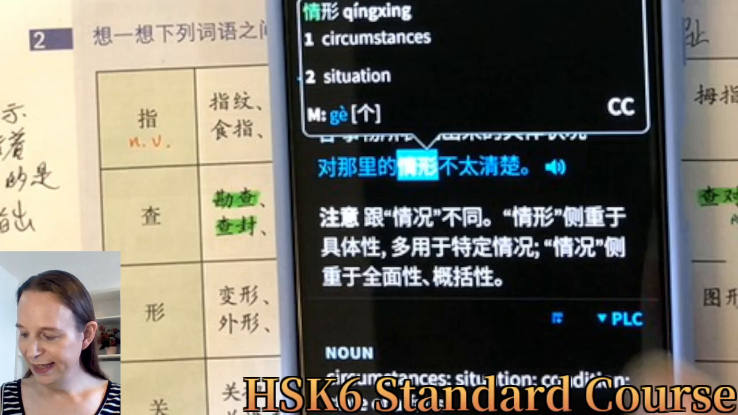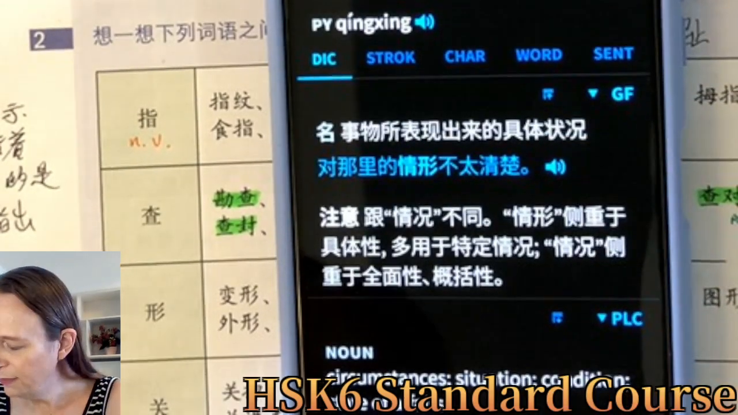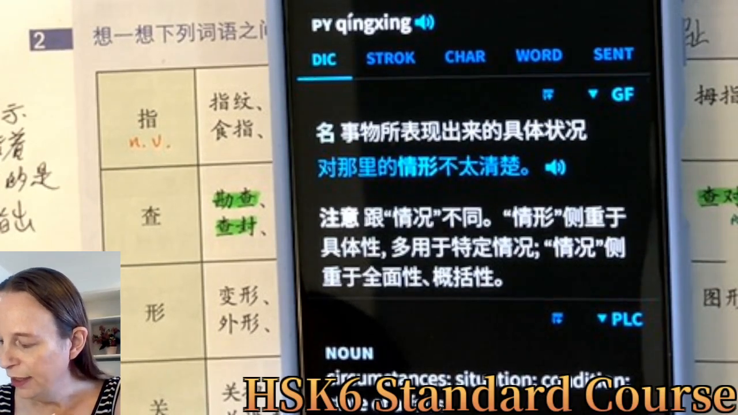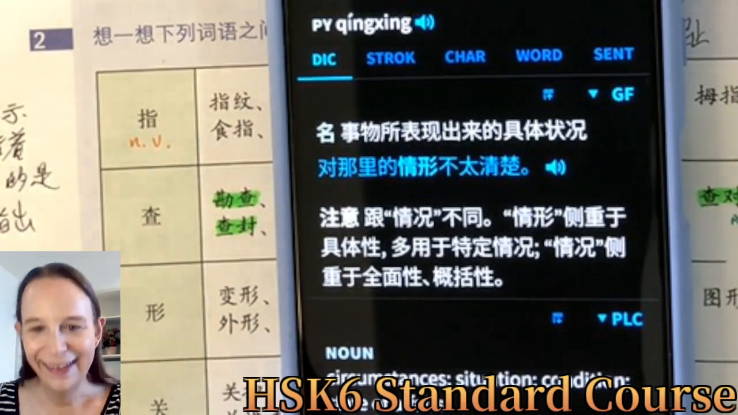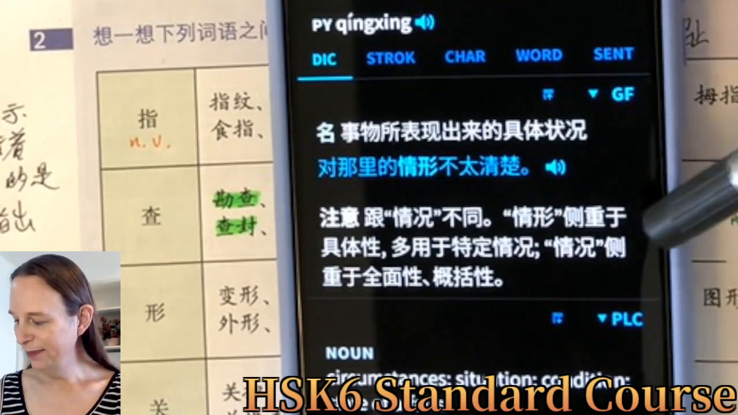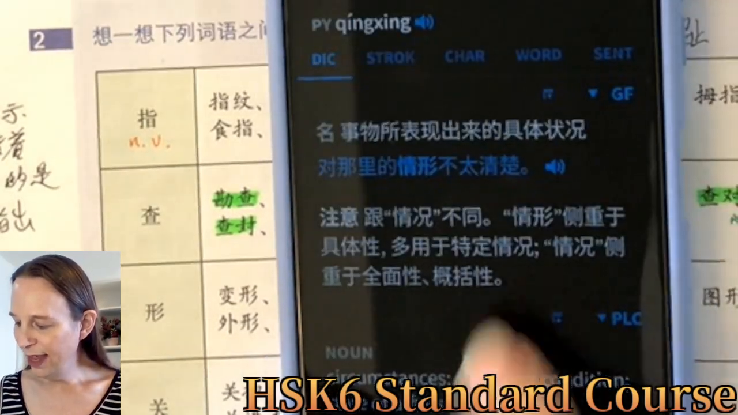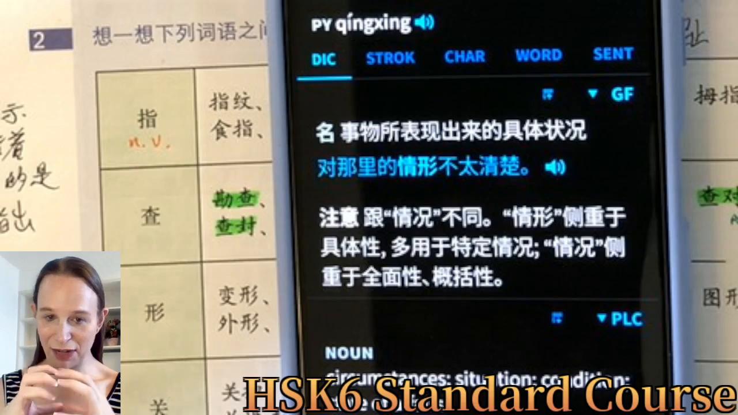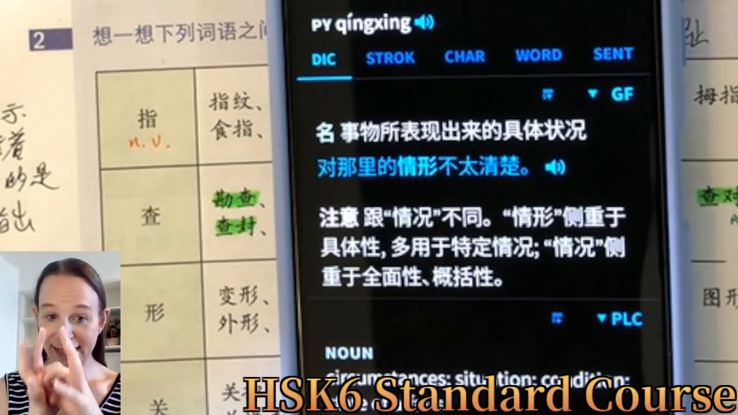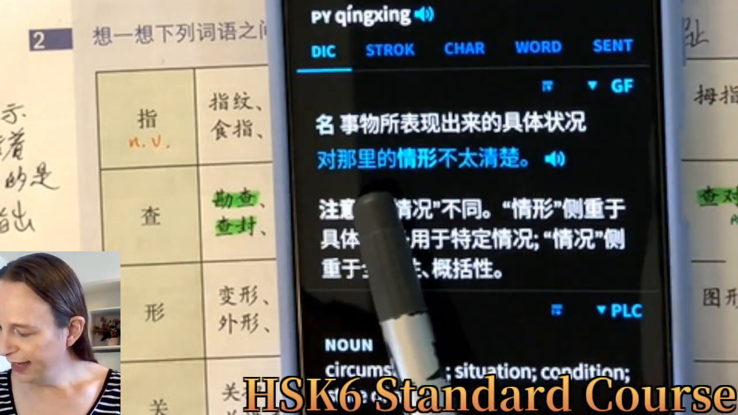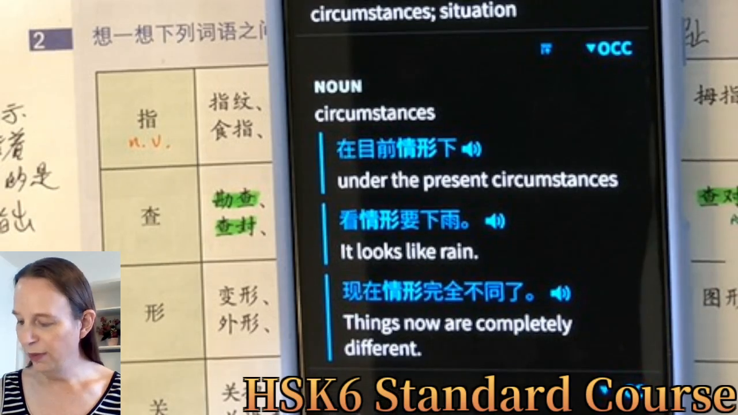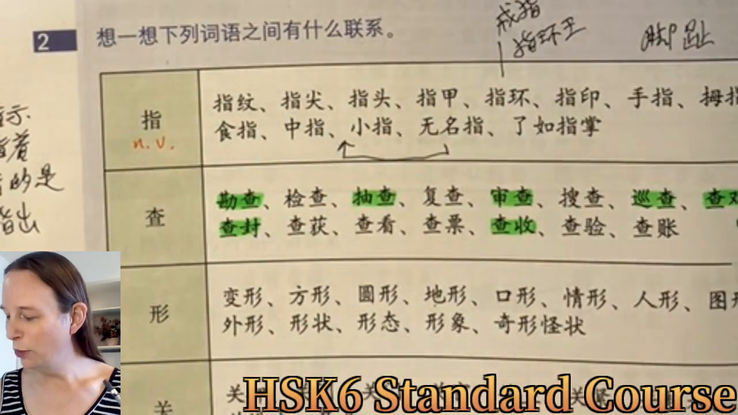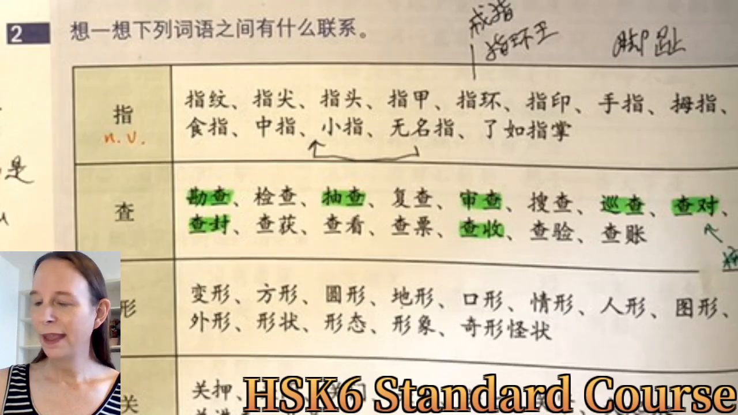What's the difference between 情况 and 情形? I don't know. Let's see what it says. 跟情况不同，情形侧重于具体性，多用于特定情况。Okay, so more used for particular circumstances. 情况侧重于全面性、概括性。Okay, so 情况 is the overall general situation, whereas 情形 is something particular. All right. 对那里的情形不太清楚。There's nothing specific though. 看情形要下雨，现在情形完全不同了。Yeah, I don't know. It's pretty close to 情况.